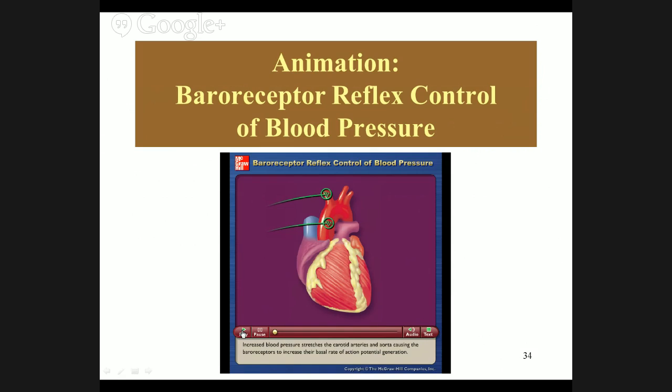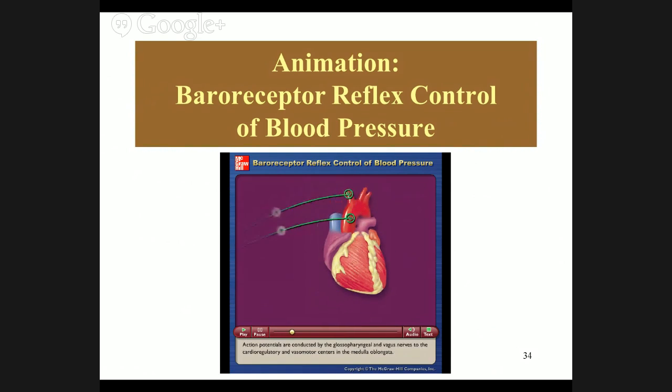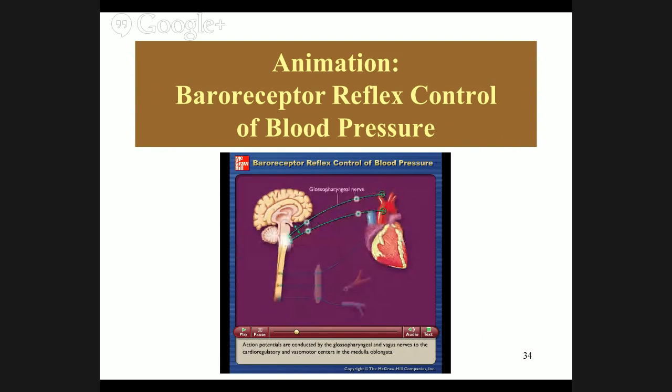Now we'll play an animation of the baroreceptor reflex control of blood pressure. Increased blood pressure stretches the carotid arteries and aorta, causing the baroreceptors to increase their basal rate of action potential generation. Action potentials are conducted by the glossopharyngeal and vagus nerves to the cardioregulatory and vasomotor centers in the medulla oblongata. As a result of increased stimulation from the baroreceptors, the cardioregulatory center increases parasympathetic stimulation to the heart, which decreases the heart rate.